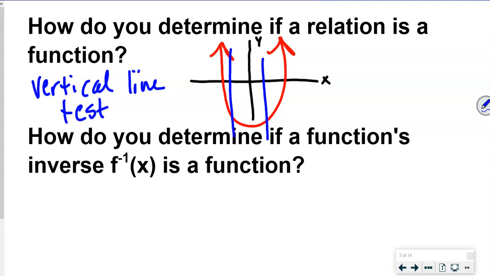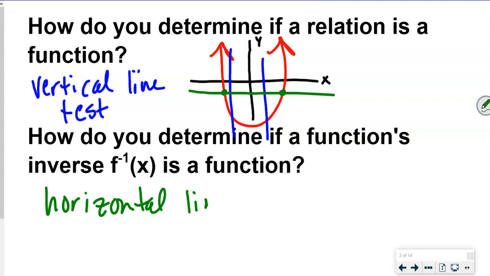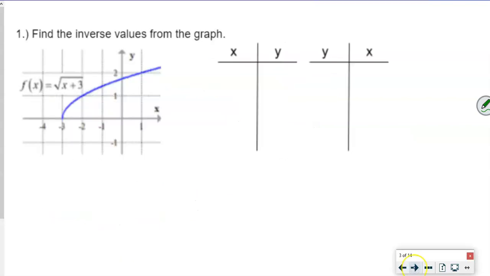Now, how do I determine if the function's inverse is a function? That's when we do our horizontal line test. Now notice here, this intersects that function twice. So we do a horizontal line test to determine if the inverse is a function. In this case, the answer would be no. So the horizontal line test tells us if its inverse is going to be a function, and again, that's of the original function.